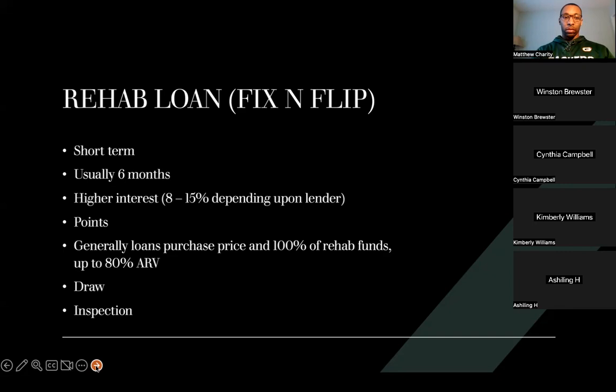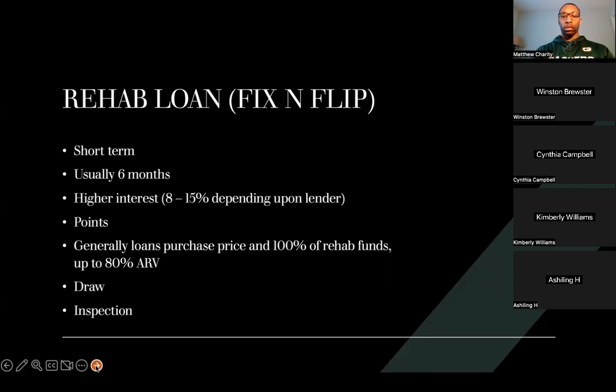They also charge points in addition to that high interest, and generally they will loan you up to 80% of the ARV and 100% of rehab funds. So they vary. I've seen some go as high as 90. I've seen some at 70. There is one lender who purports to give you 100% of everything, up to, so it's not guaranteed.